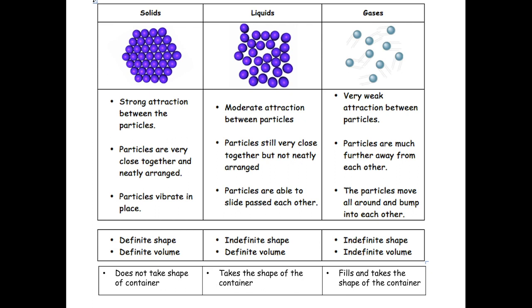Gases have very weak attraction between the particles. The particles are much further away from each other, so they're very spaced out. In fact, they'll take up as much space as you give them. The particles move all around and bump into each other. Gases have indefinite shape and indefinite volume, and they fill and take the shape of the container.